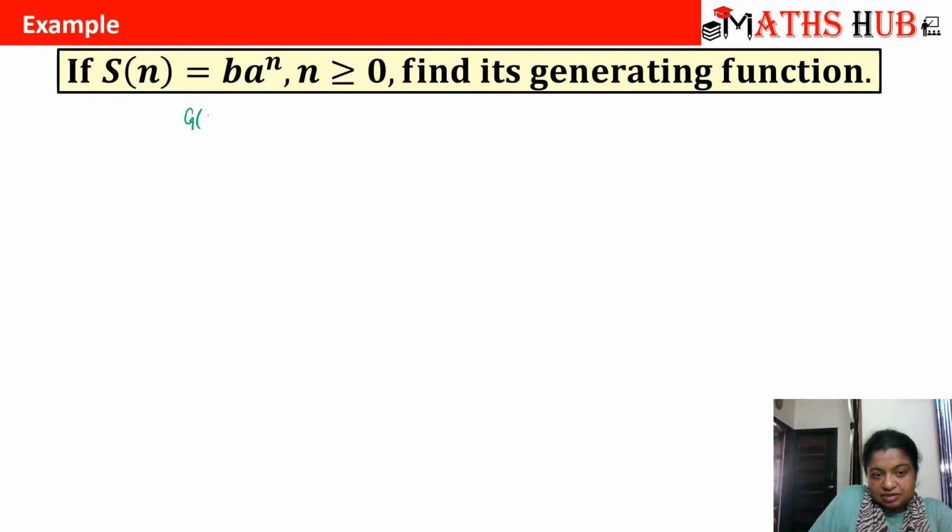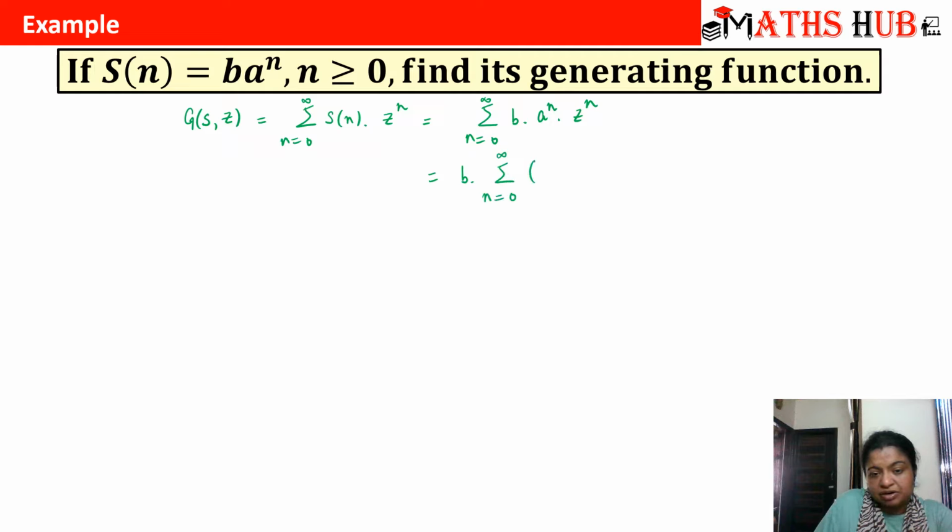So the generating function of a sequence, G of S of z, is the summation n going from 0 to infinity of Sn into z raised to power n. We are given the value of Sn as b into a raised to power n. So the generating function is the summation of b into a raised to power n into z raised to power n. You can see that b is constant, so you can take it outside the summation symbol. And we have the summation running on a and z. We can club it and write it as az raised to power n.